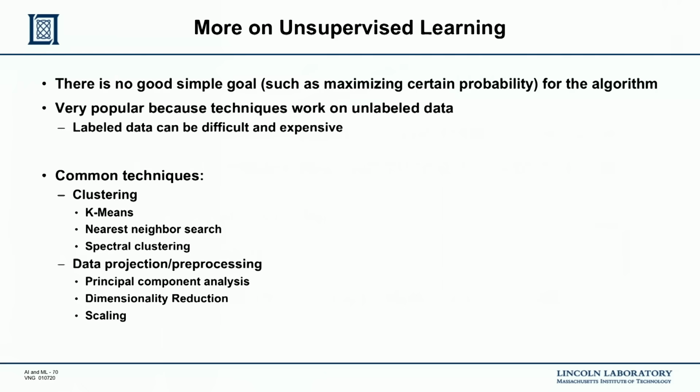In unsupervised learning, one of the difficulties, compared to supervised learning, is this. In supervised learning, we have an input and a label, and if my algorithm doesn't give me the label, that's bad, so I go back and retrain. I can use that as my performance metric. In unsupervised learning, there is no simple goal, such as maximizing a certain probability for the algorithm. Some of that is something you have to work on.